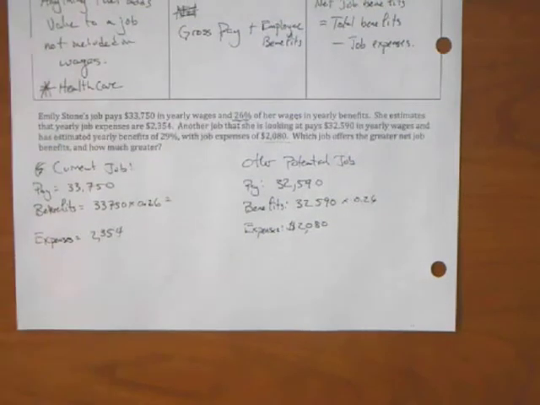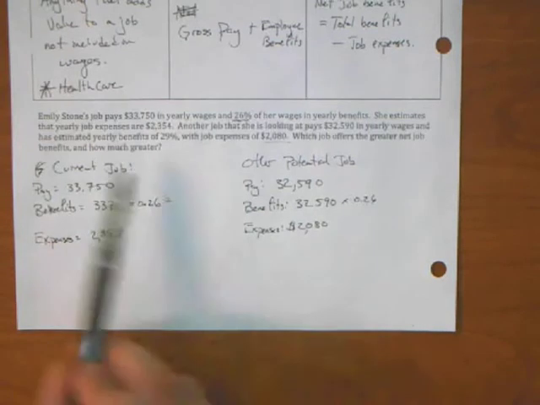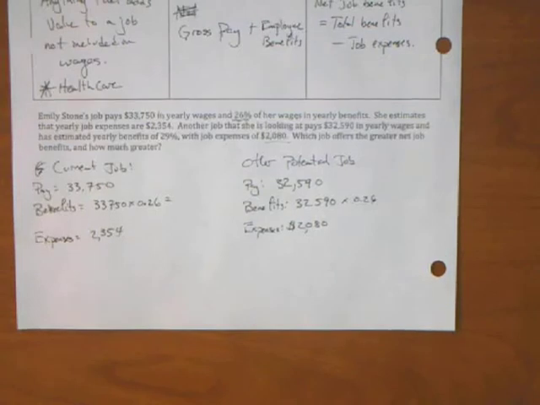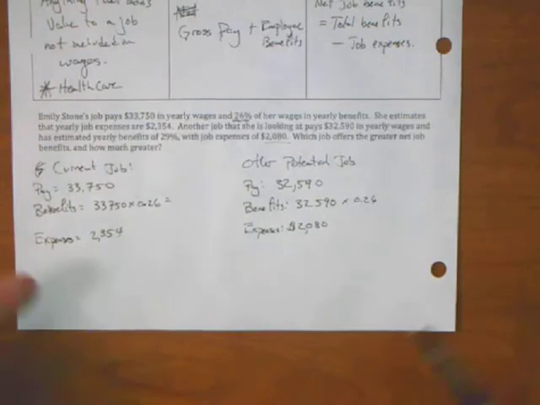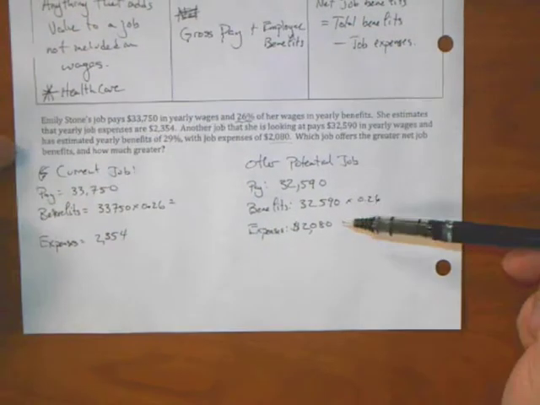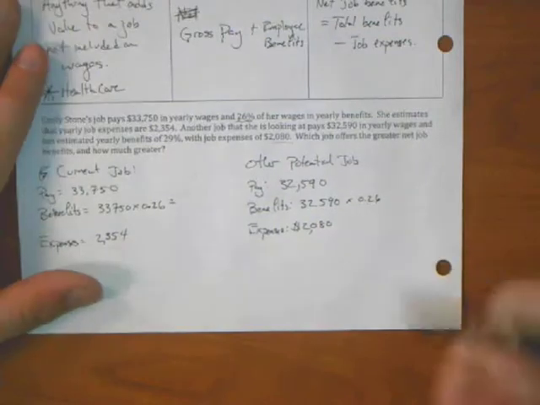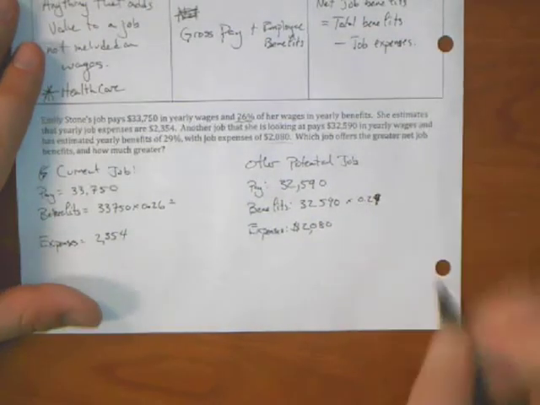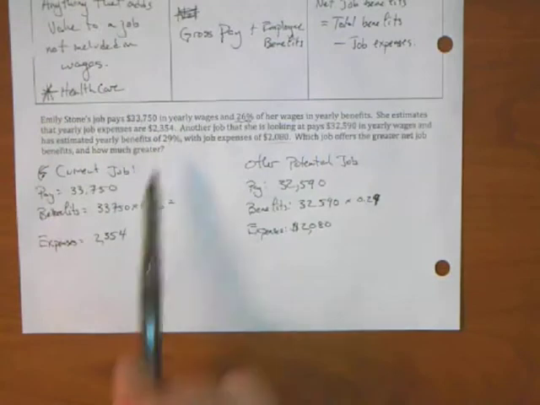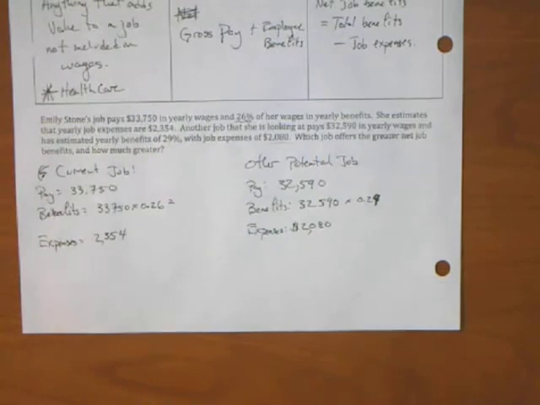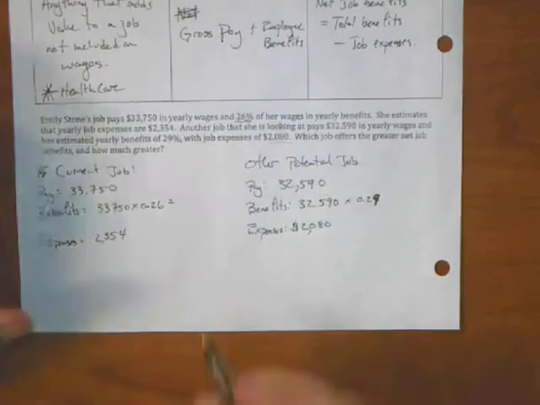Which job offers the greater net benefits? And once you know that, how much greater? From this, we can analyze her current job. We can analyze this job she's thinking about possibly applying for, and weigh the two. And notice that we're comparing them not just on the pay, because the benefits are very important. In this case, she's getting 26. This is 29. She's getting 3% more in benefits. So is that going to outweigh the slight reduction in salary? Well, we can find out.